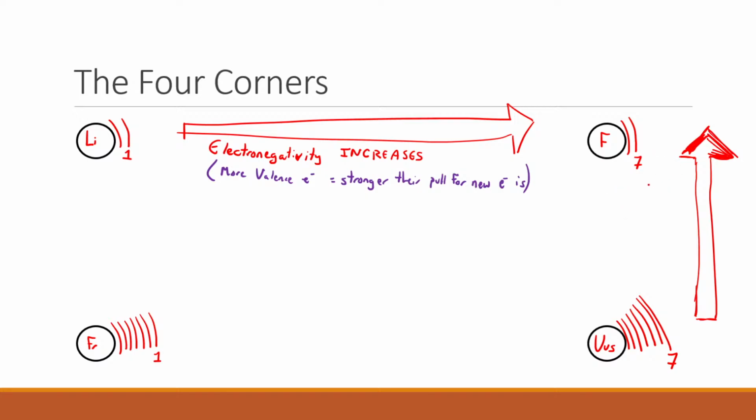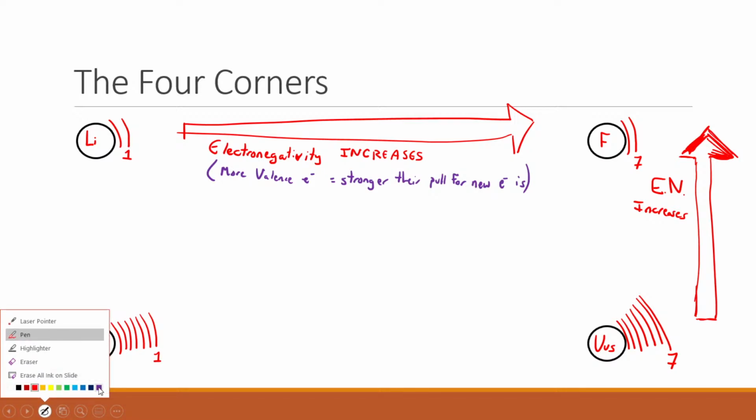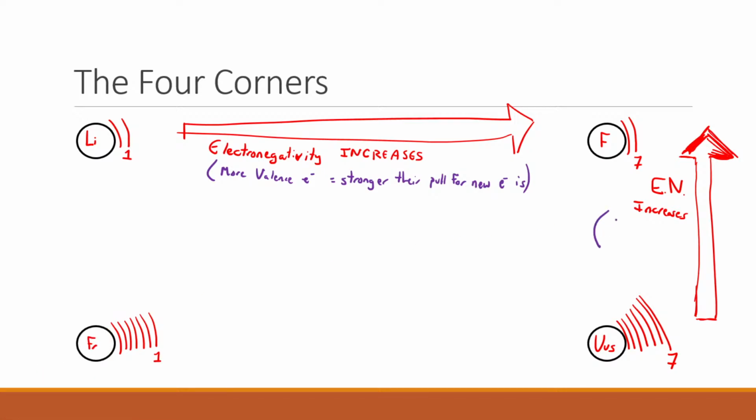And so electronegativity increases as you go up the table, because fewer shells means that the element is less encumbered, makes it easier to pull in electrons.